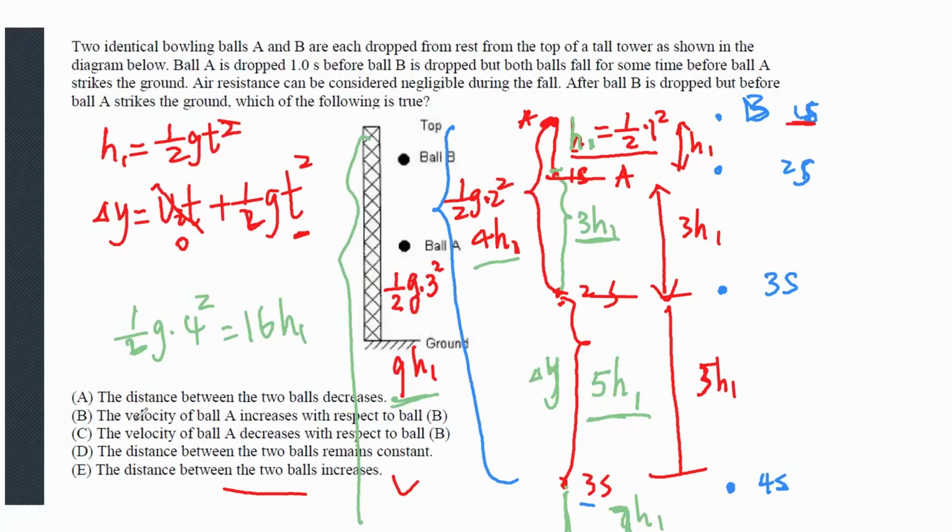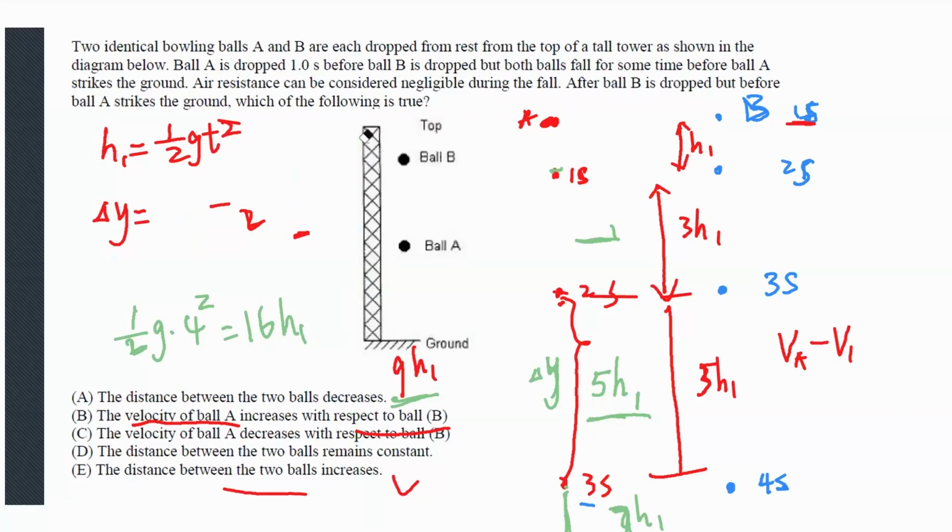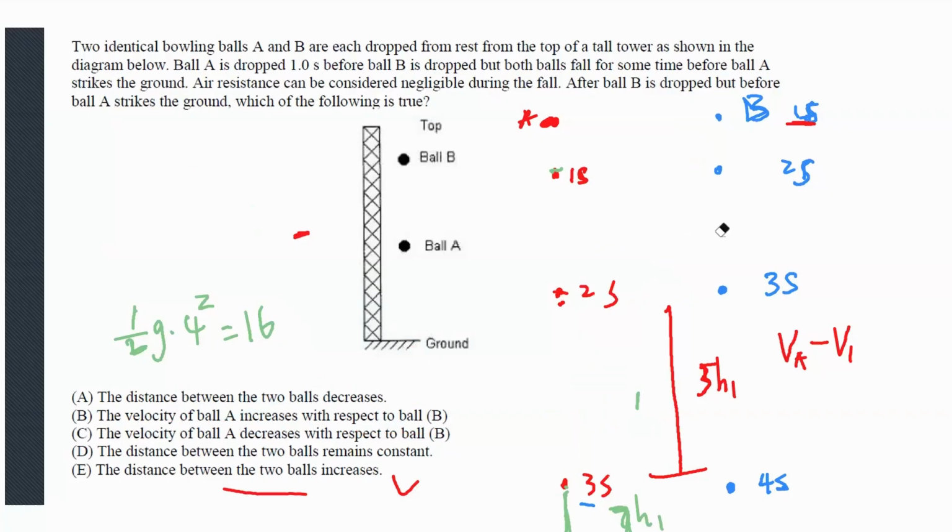You got it? Now, how about velocity of A with respect to B? Velocity of A with respect to B means VA minus VB. Does it change? This part I think is more difficult for most of you, right? Right now, we finished comparing the distance between A and B. So you all know that every second, the distance between A and B increases, right? Yes. Now, which equation can you use to compare velocity between A and B? How do you compare the velocity right now?